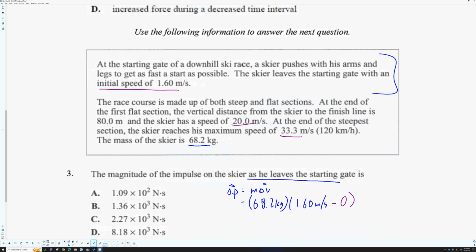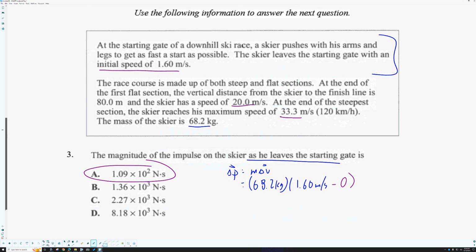I'm going to make this a category 2 question. Mathematically, it's a cinch, easy, once you get the right numbers into the equation. But getting the right numbers into the equation is what makes this a category 2. Not crazy hard, but not a category 1 either. What does that work out to be? 68.2 times 1.6. 1.09 times 10 to the 2. Okay? Good.